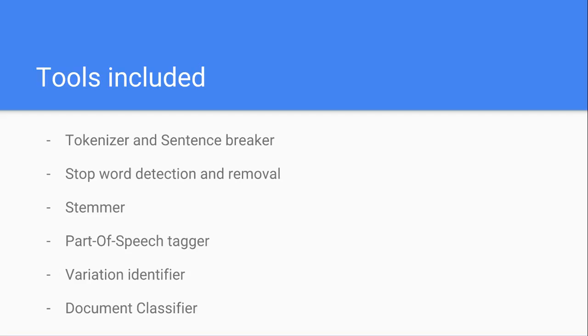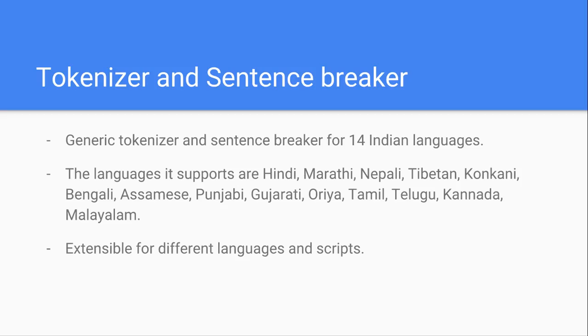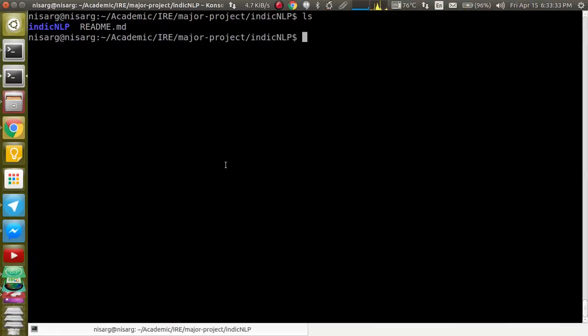So the framework includes these tools: tokenizer, stopword detection, stemmer, part of speech tagger, variation identification, and document classification. We'll go through each one of them one by one. So, tokenizer and sentence breaker. I developed a tokenizer that works for 14 different Indian languages, written in a lot of different scripts. So let's take a simple look.